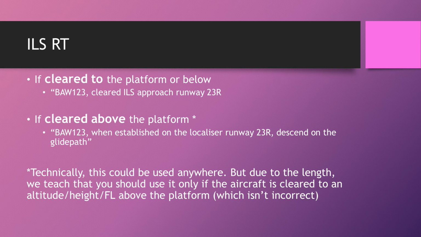So, if the pilot is cleared to the platform altitude or below, it's the top bit of RT. If they're cleared to anything above the platform altitude, it's the other bit of RT. And just as a final note on this, it is the cleared altitude or flight level we're looking at. It's nothing to do with the current altitude or flight level the aircraft is at. It's only what they're cleared to. So if someone's at flight level 360, and you've cleared them to the platform altitude, you would say cleared ILS approach. It doesn't matter where they are now, it's only where they're cleared to.